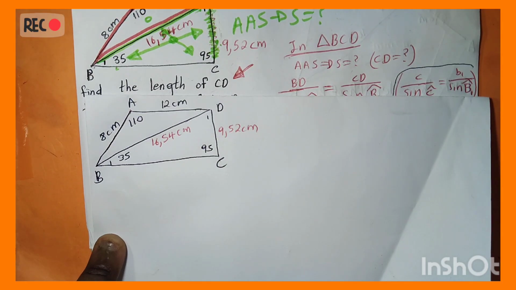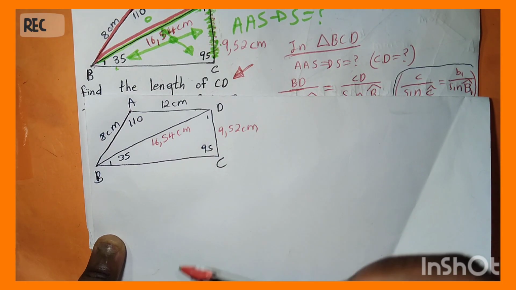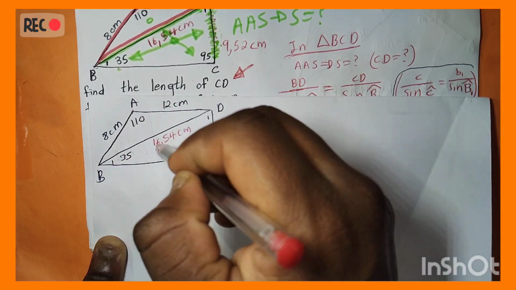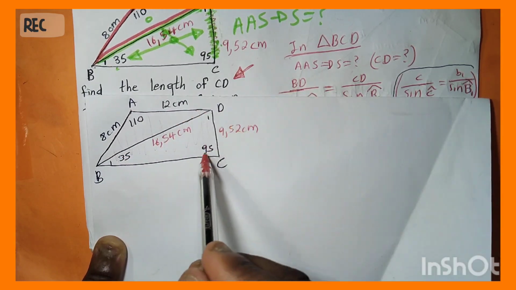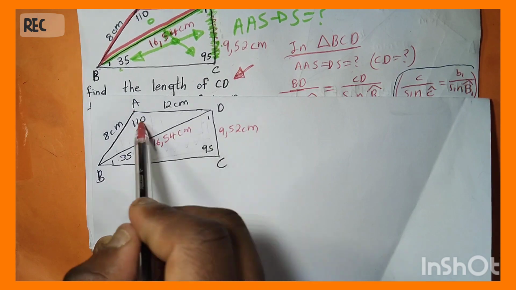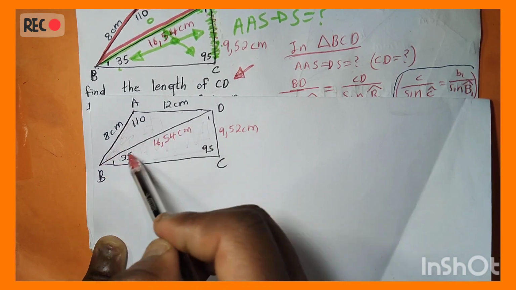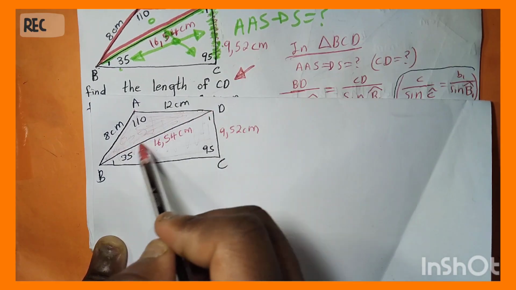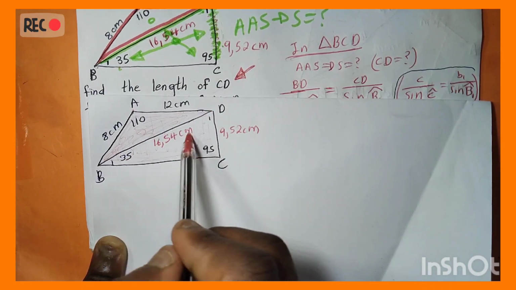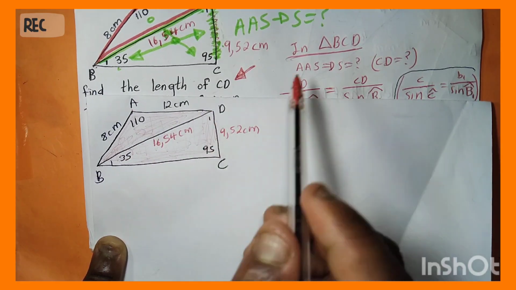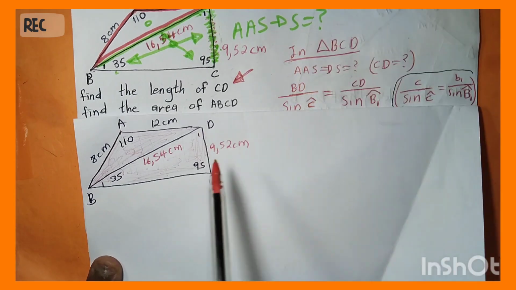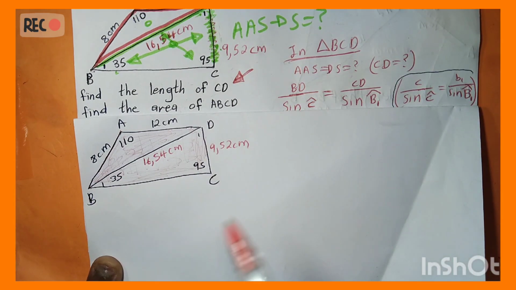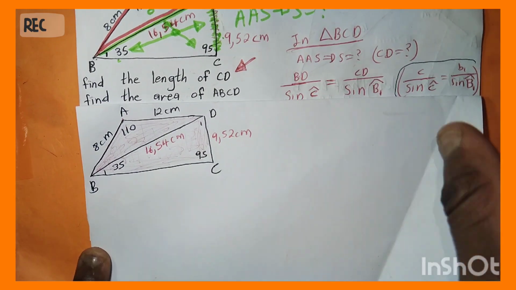So when I'm talking about the area, I'm talking about all the space which will be covered by this shape there. All that space there is what you call the area, the region which is covered by this shape. So I have to get the area of ABCD, all that space covered by that shape. How do you get that, guys?